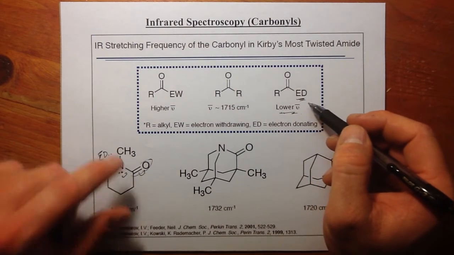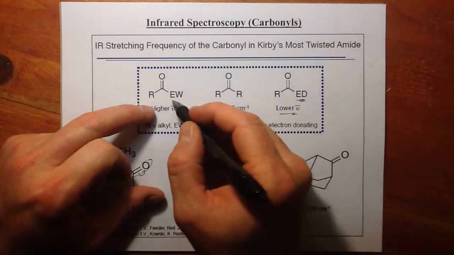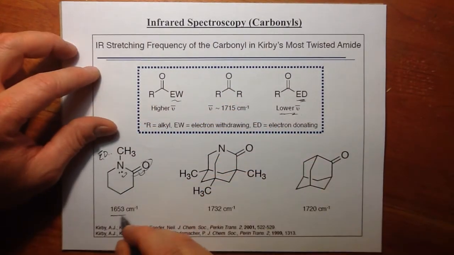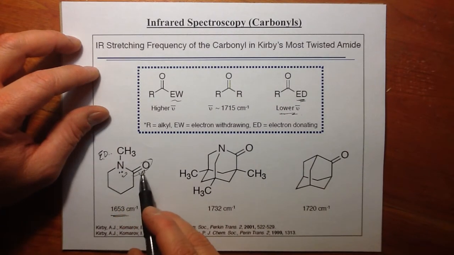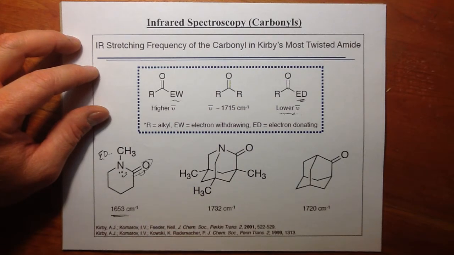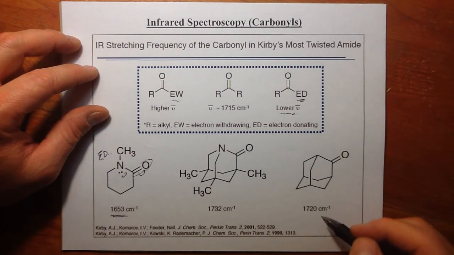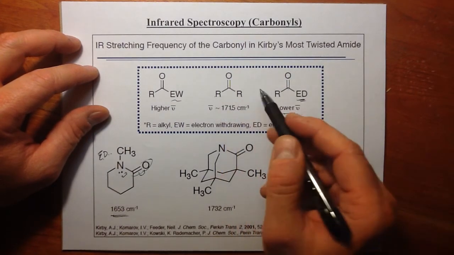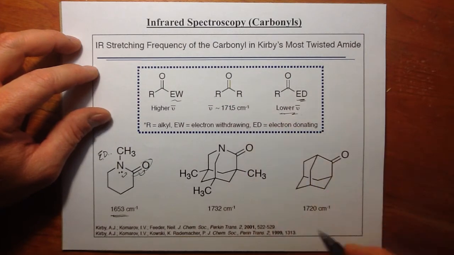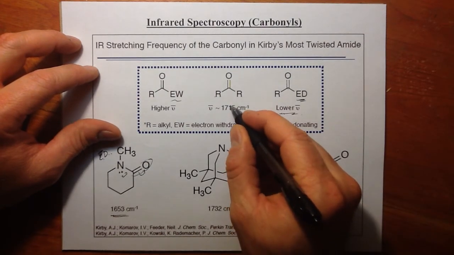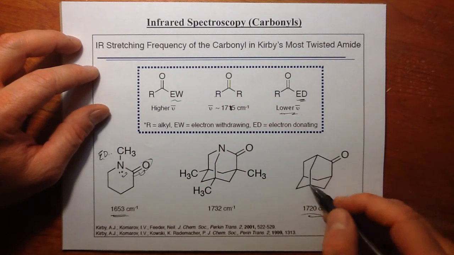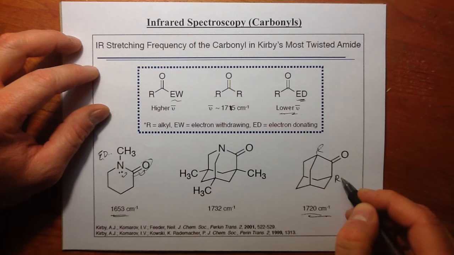And of course, you can think the opposite. If we have electron withdrawing groups, a higher energy, higher frequency. So we tend to see that. We look at the amide with nitrogen next to a carbonyl, and we see 1653 reciprocal centimeters. But if we go over here, to non-donating, just alkyl groups around it, 1715, sorry, there should be a decimal there. We see around 1720 for just having R groups to either side.